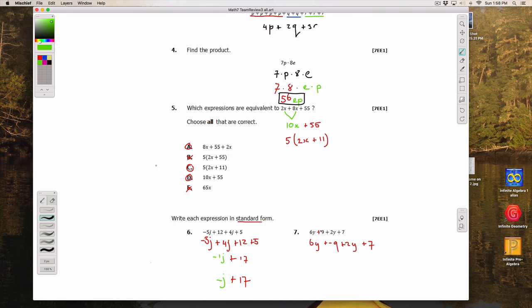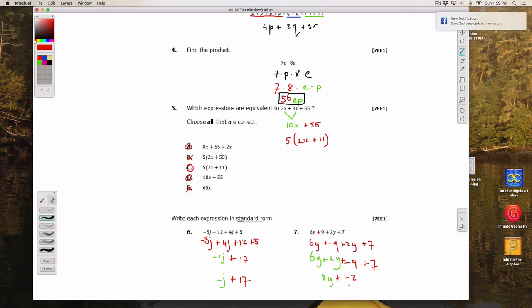First I'm going to gather my variable terms, the terms that have variables. 6y plus 2y, and my constants are negative 9 plus 7. Oh, I forgot the plus sign. Plus negative 9 plus 7. So now I can combine my variables. 6y plus 2y equals 8y, and my constants, negative 9 plus 7 is negative 2, so plus negative 2.